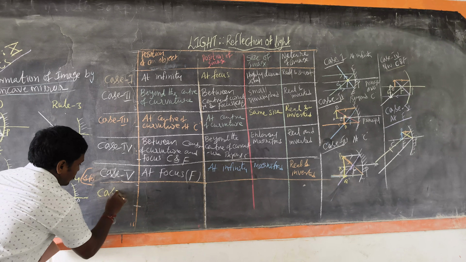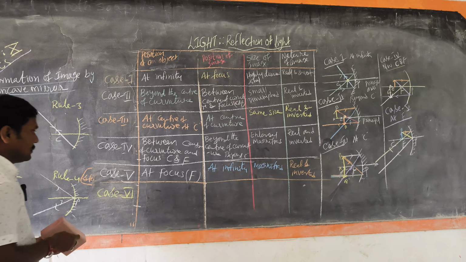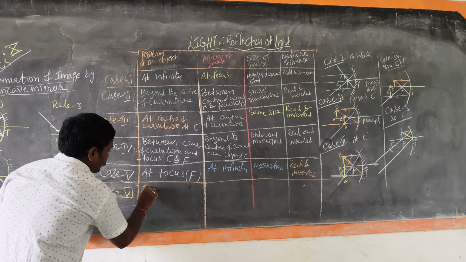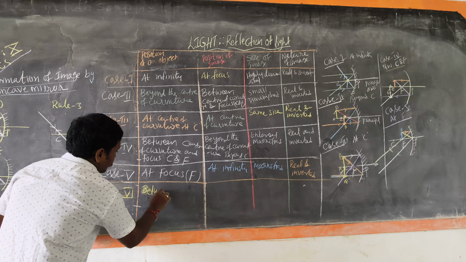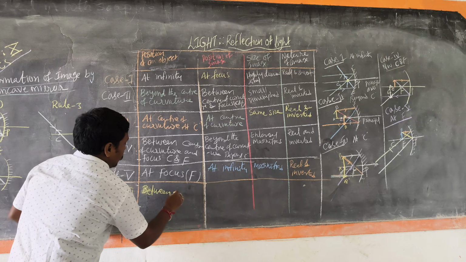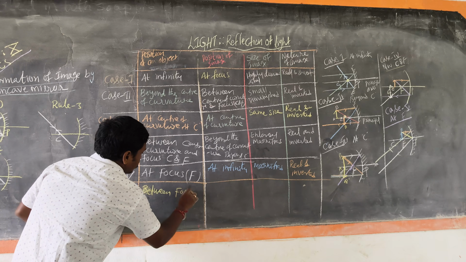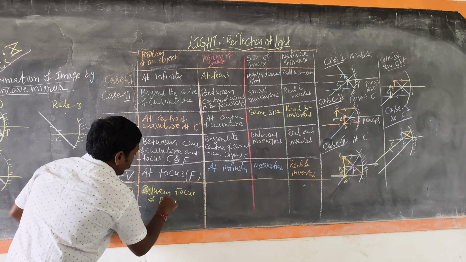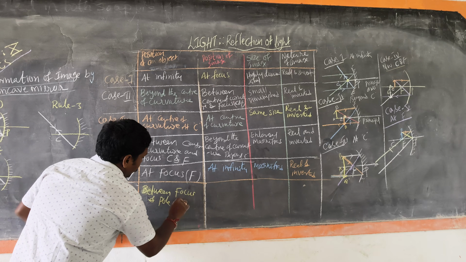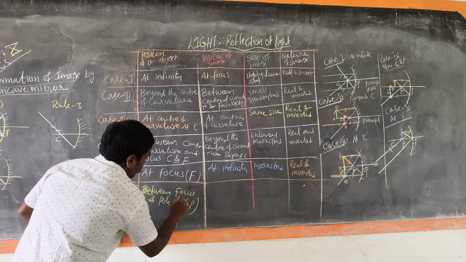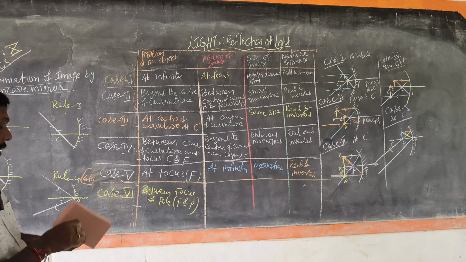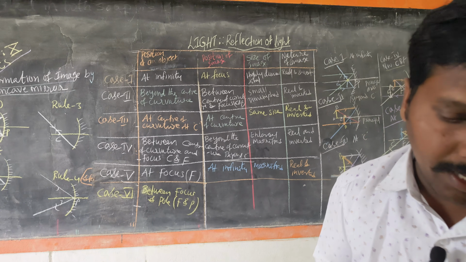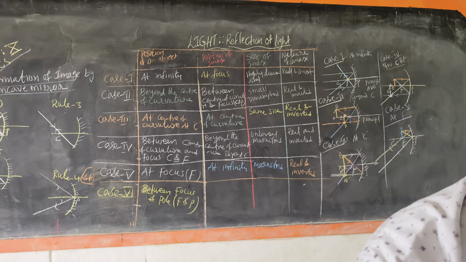Then the last one, case 6. Now the object is between focus and pole. Between F and P. Observe where the image of the object is formed.